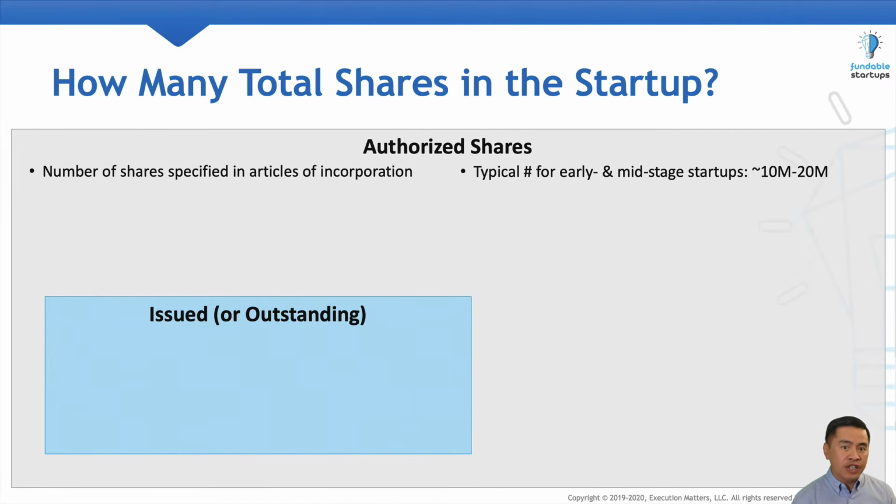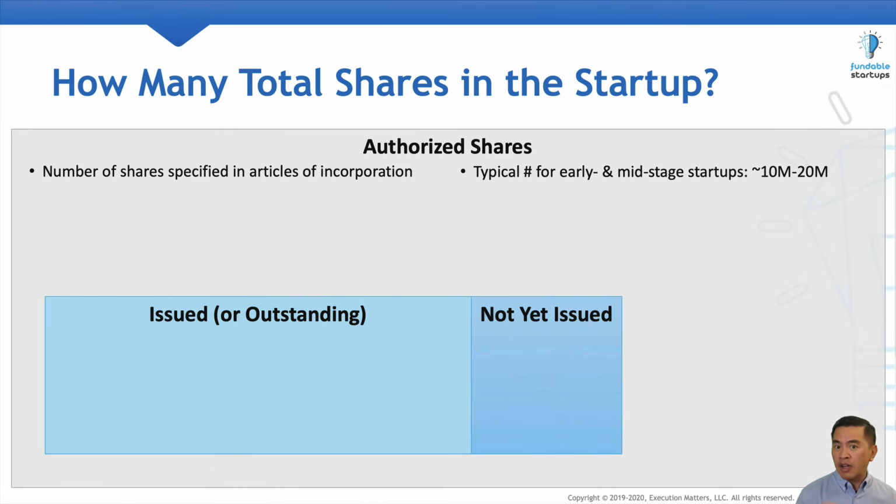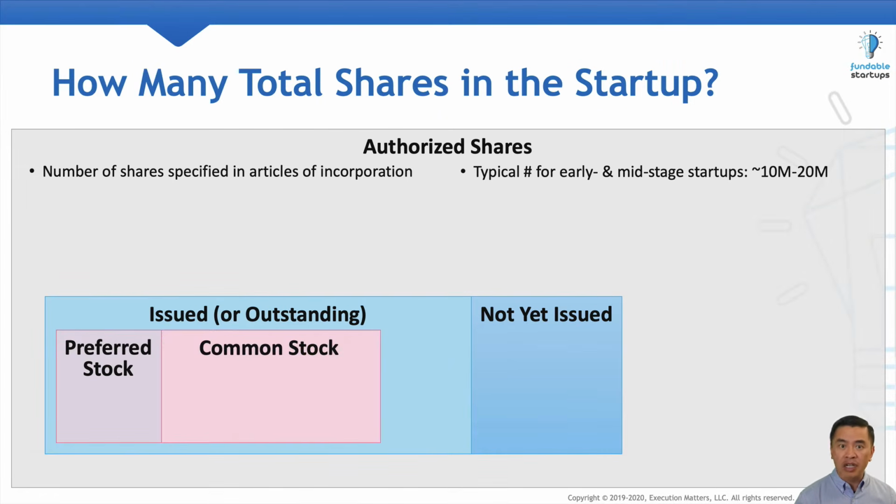Next, there are issued or outstanding shares. This is the total number of existing shares or rights to existing shares that are held by an owner. There can also be shares of stock that are not yet issued and therefore not yet held by any owner. We'll explain in a moment. Issued shares include preferred stock, which is usually purchased by investors in a preferred stock sale, and common stock, which is usually held by founders and advisors.